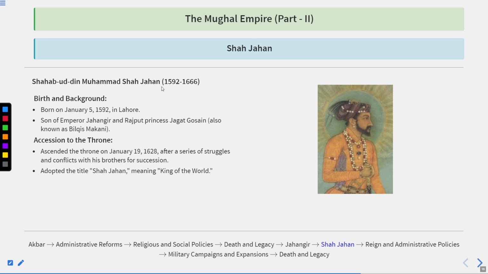So Shah Jahan, who was born in 1592 and died in 1666, Shahabuddin Muhammad Shah Jahan. He was born in 1592 in Lahore. He was the son of Jahangir and Rajput princess Jagat Gosain, who was also known as Bilqis Makani. He ascended the throne on January 28, 1628, after a series of struggles and conflicts with his brother for succession. He adopted the title Shah Jahan, meaning king of the world.